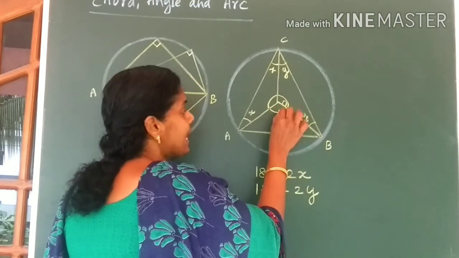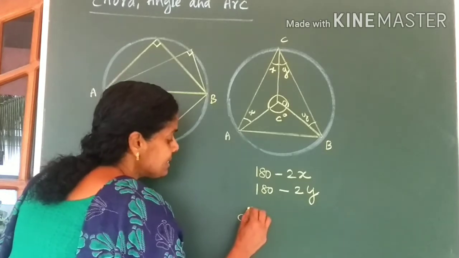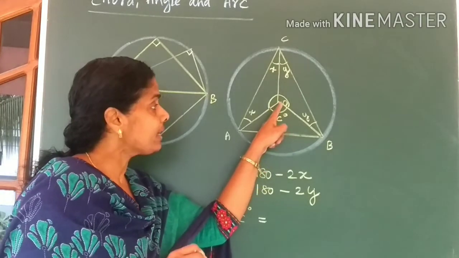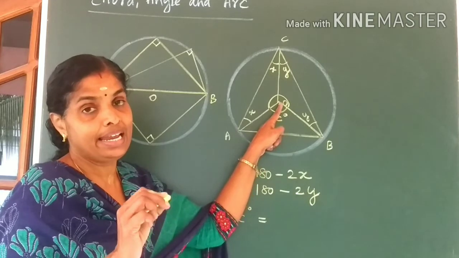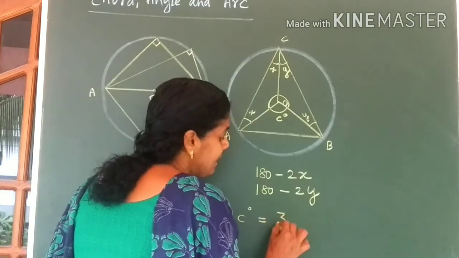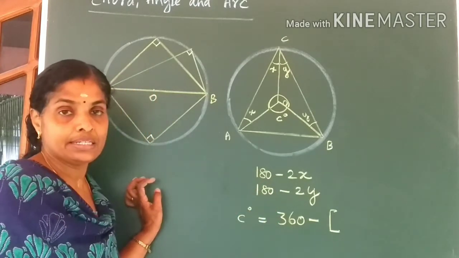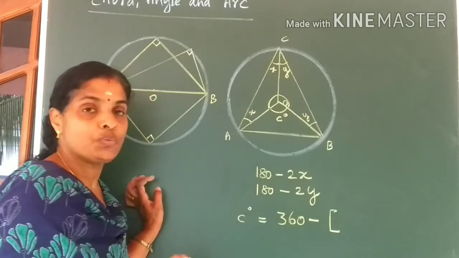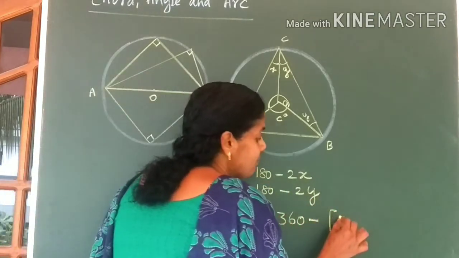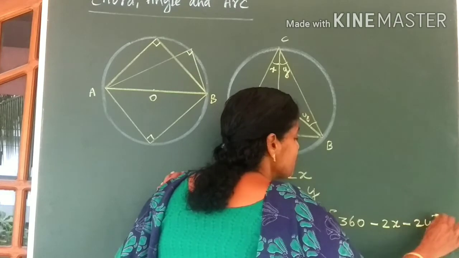Using these two, let us find the third angle here. Let us name this angle C degrees. To find this angle, we use the idea that angle around a point is equal to 360 degrees. So from 360 degrees, we have to subtract the sum of these two angles. Now if you add these two angles, what do you get? 180 plus 180 gives you 360. So I will be able to write 360 minus 2x minus 2y.